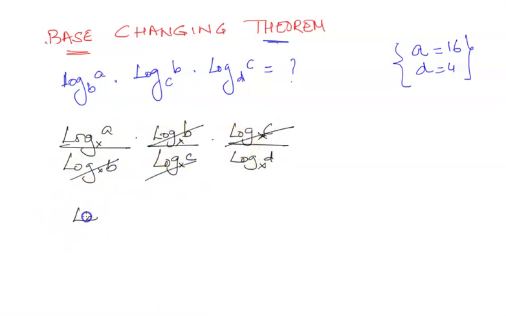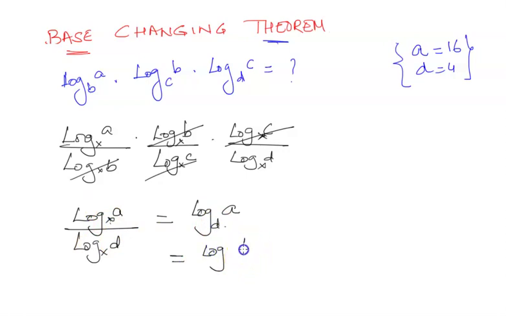So we'll get log a, and then again reapply the log base changing theorem. So we will have log a, and the d will become the base, which then is log 16 to the base 4, which is basically 2. 16 is equal to 4 square. Right, so this equation is then log a to the base.